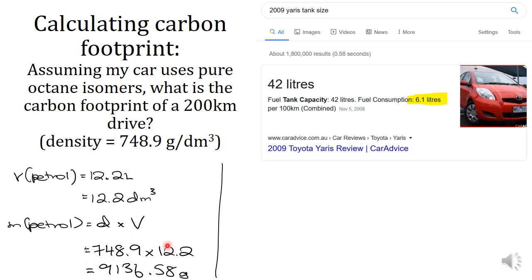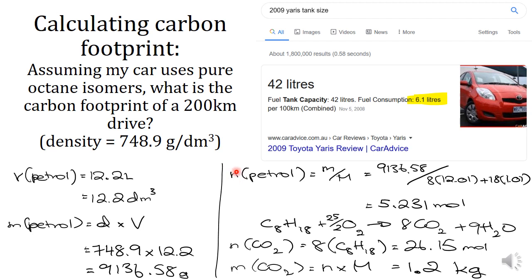So now I've got kilos of petrol. I now need to convert to moles of petrol. Now I've told you that it's pure octane isomers, so it's my mass divided by my molar mass of C8H18, which gives you 5.231 mole. I then quickly ran through and balanced that equation. So you end up with C8H18 forms 8 CO2 and 9 H2O. So my number of moles of CO2 is going to equal 8 times my number of moles.